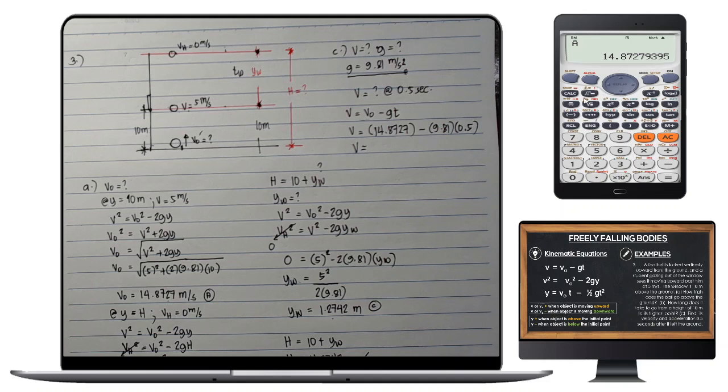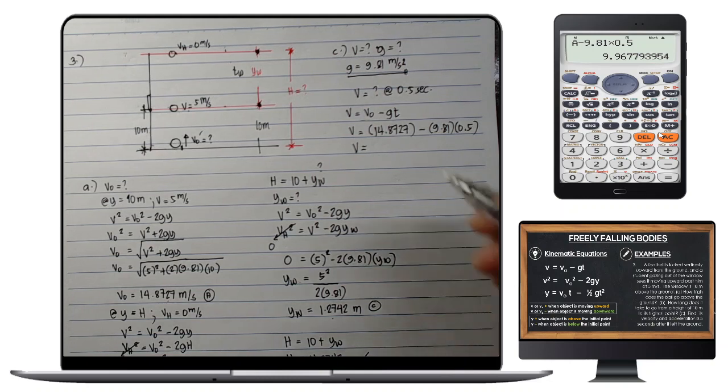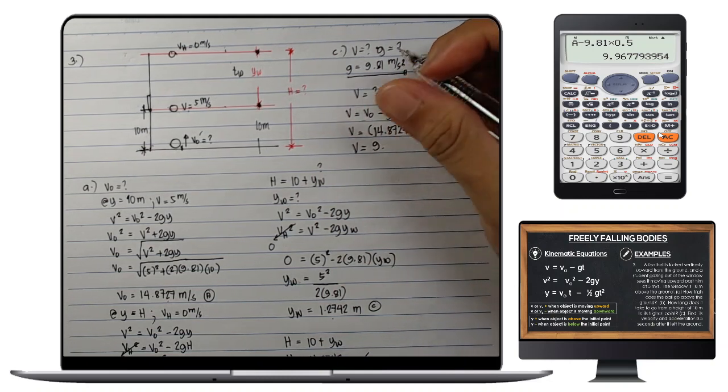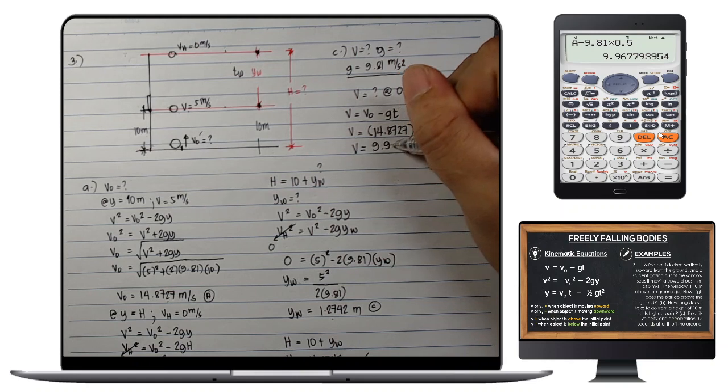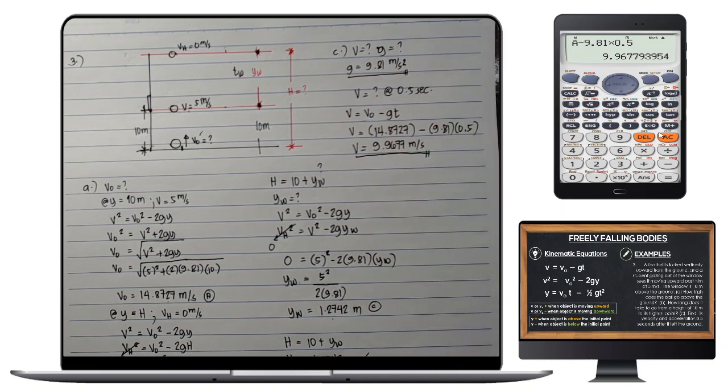So, our alpha A minus 9.81, that is your g, times 0.5 seconds equals, so that is simply 9.9677 meters per second. And as you can see, the value is still positive, meaning to say the ball is simply going upward.